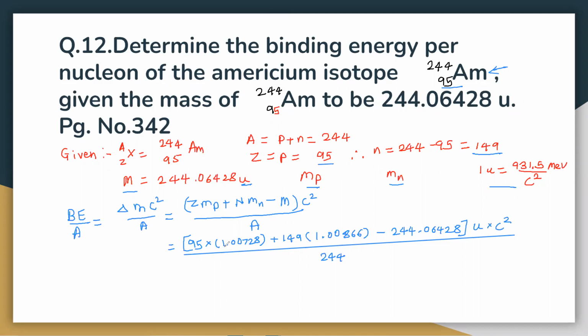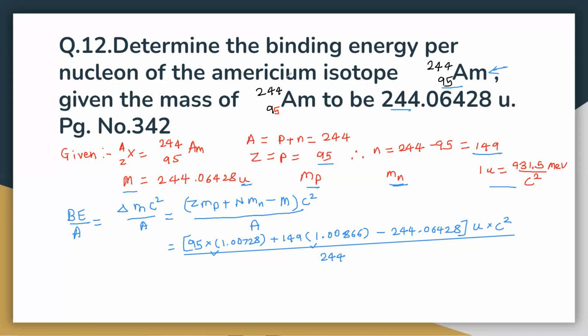Mass of proton is a constant value, which is 1.00728. N is 244 minus 95, which is 149. That we will substitute. Mass of neutron, again a constant value, is 1.00866, minus the total mass of nucleus given in the question, which is 244.06428. All these masses are in U, atomic mass unit. So that is why I have written U outside, and into C square upon capital A, and the A value is 244. Now this 95 into this term and 149 into 1.00866, you need to do separately, and then add those and subtract 244.06428. This way you need to find out.